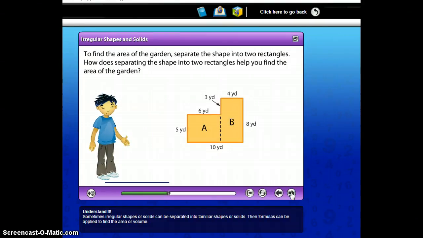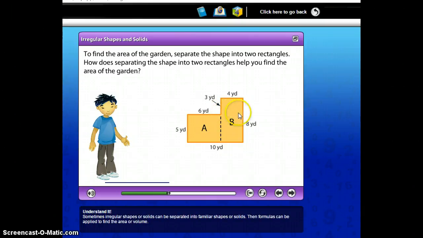To find the area of the garden, separate the shape into two rectangles. How does separating the shape into two rectangles help you find the area of the garden? Before we go any further, I want to show you the dotted line right here. This is how they chose to separate it. But you could also decide maybe I want to separate it like this and put my dashed line right here. Either way is fine. Either way, I'm going to have two rectangles.